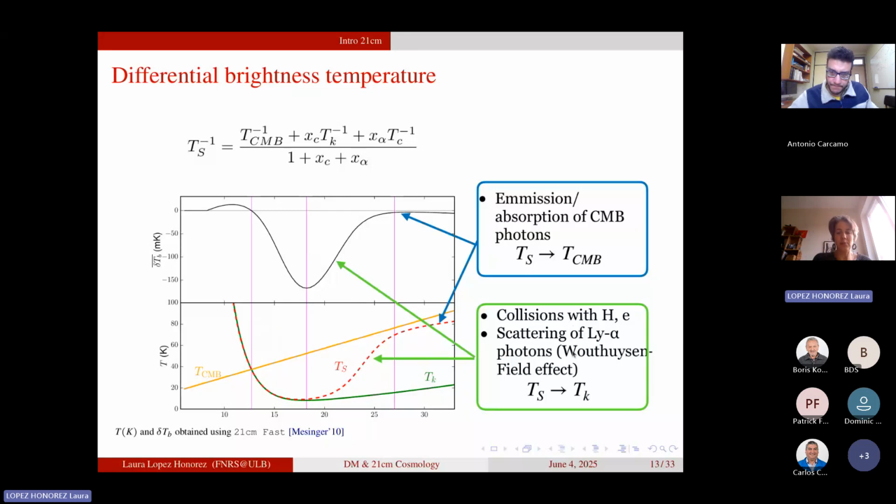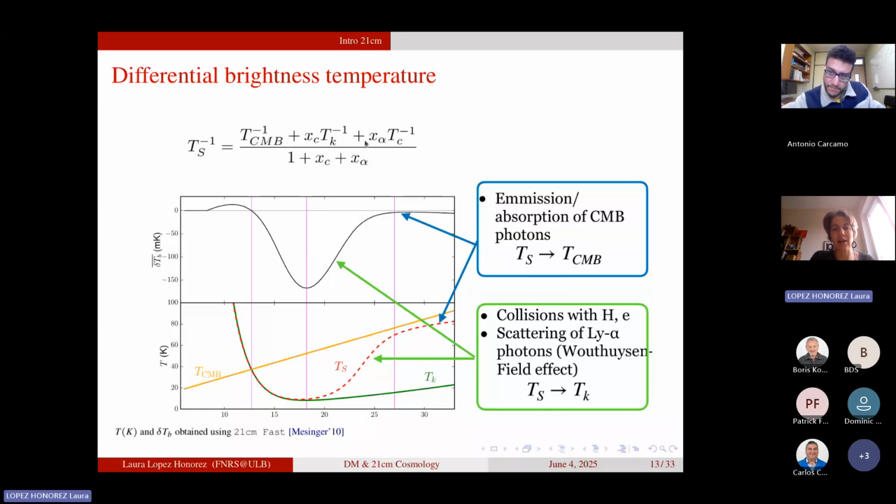And you can rewrite, in an equilibrium situation, the spin temperature as some kind of, I forgot the name, there is a name for that, but an equilibrium equation, where you see that the spin temperature can be rewritten as a simple expression where, when these terms become bigger than the others, everything is going to be driven by collisions with other atoms or electrons.